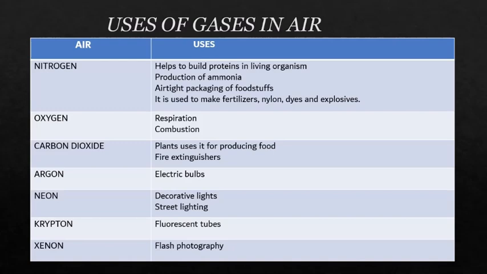The second gas is oxygen. Oxygen is used for respiration and also in combustion. Now, what is combustion? Combustion is the burning of a substance. Our third gas is carbon dioxide. Now, plant uses carbon dioxide to produce their own food.